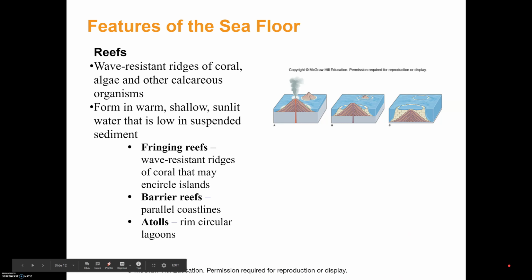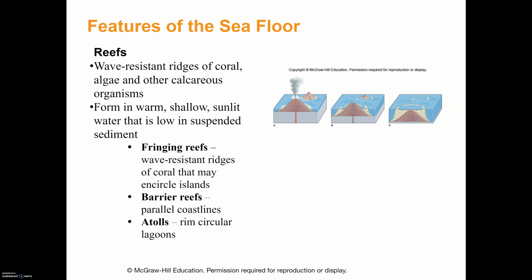Reefs are wave-resistant ridges of coral, algae, and other calcareous organisms. They form in warm, shallow, sunlit waters, places that we'd like to be right now, like off the coast of Australia or perhaps Hawaii, places like that.